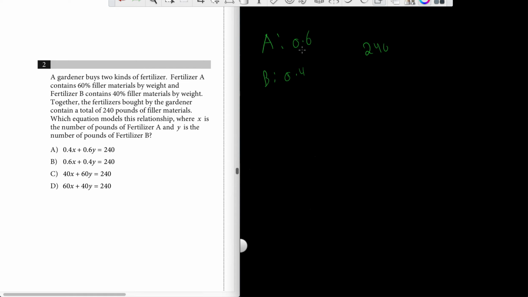And we've got to notice that only 60% of A is filler material and only 40% of B is filler material. All right, let's keep going. Which equation models this relationship where X is the number of pounds of fertilizer A, and Y is the number of pounds of fertilizer B? So we know that 60% of A is filler material, so 0.6 times X, right? And then 0.4 times Y. And if you add those, you get the 240 pounds of filler material. And so that one is B. All right, let's go to the next one.